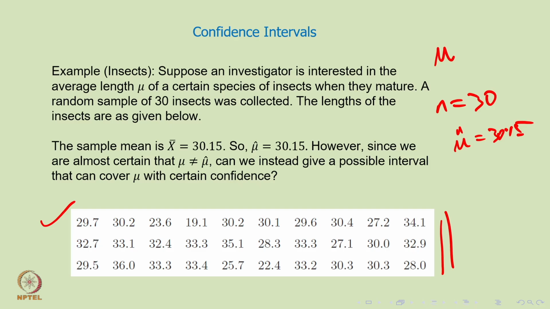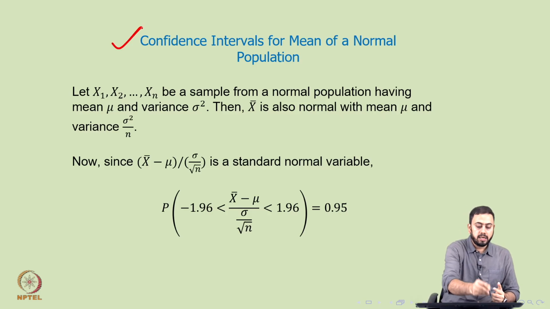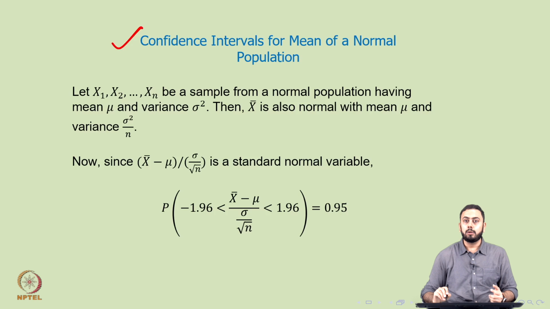As a point estimator, I can propose x bar to be a valid point estimator. However, since we are almost certain that mu is not equal to mu hat, 30.15 need not be exactly equal to the unknown mu. So can we instead give a possible interval which can cover mu with certain confidence? Hence the entire problem boils down to finding a suitable CI with a certain confidence level. Within confidence intervals, we have different kinds of intervals. We'll start the discussion with confidence intervals for the mean of a normal population.